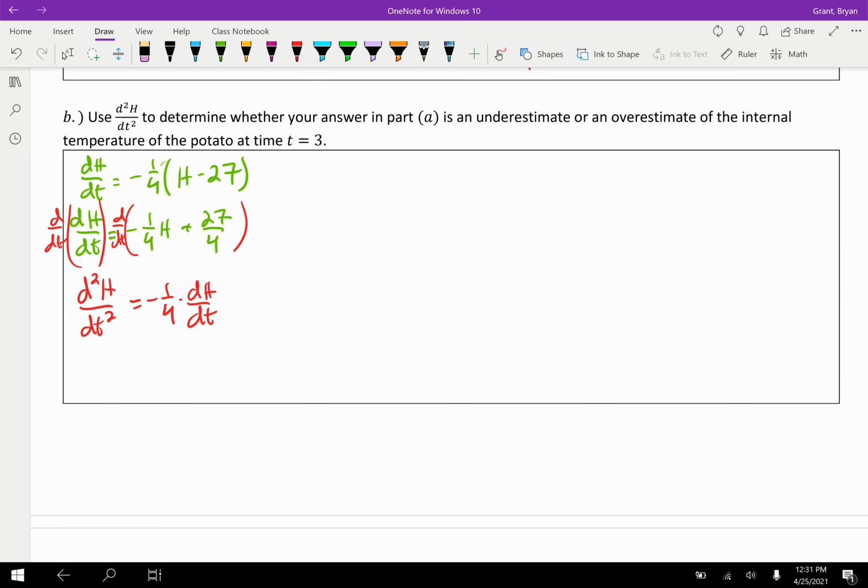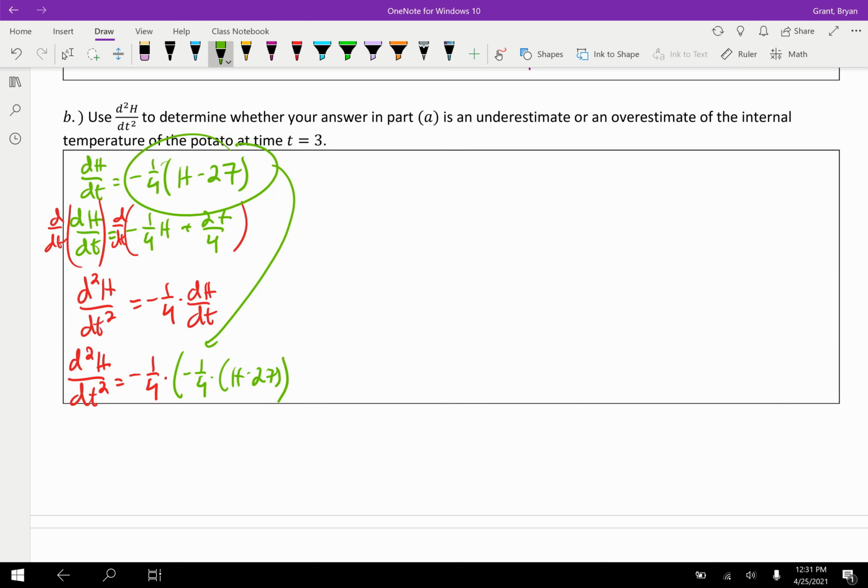So what I'm going to do is say that the second derivative in terms of just t and h is negative 1/4 times, and then let's just take this original guy down here, negative 1/4 times h minus 27. And in fact, going one step further, let's just distribute the negative 1/4 to get positive 1/16 times h minus 27. All right, now we have a second derivative that's a little bit easier to analyze.